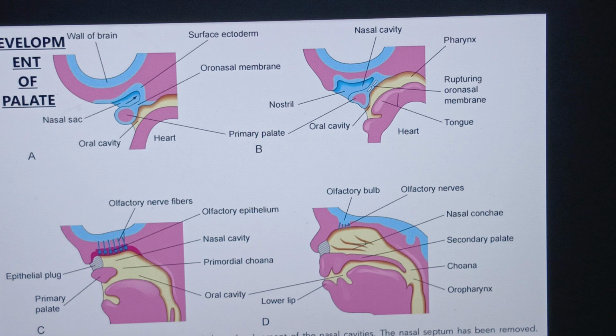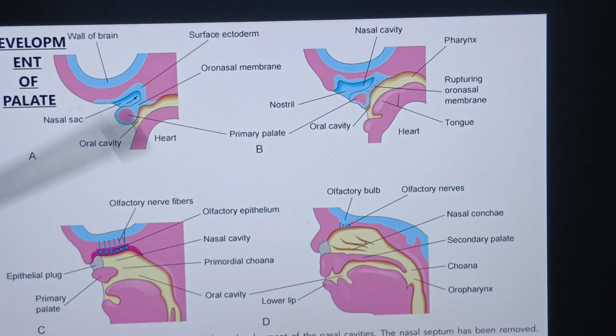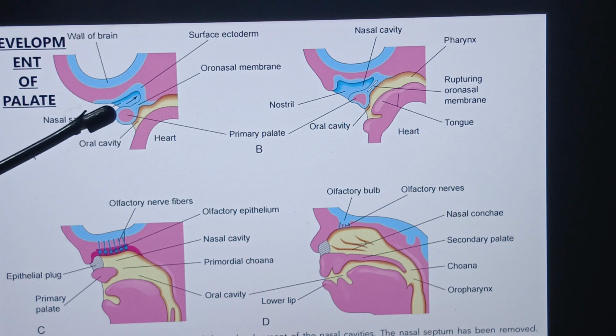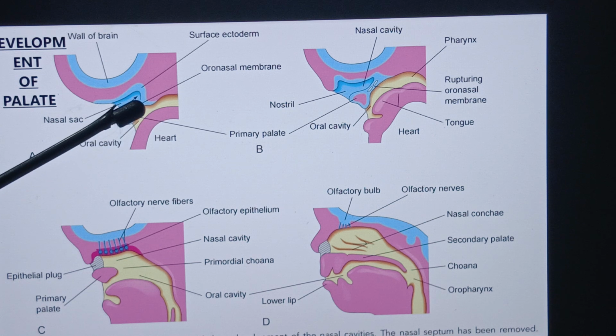Okay, now if we see a sagittal cut section, this is the nasal sac, this is the wall of the brain, this is the oral cavity. So the intervening structure is definitely the primary palate, that triangular palate formed by the intermaxillary segment. Now you can see the depth of this nasal sac. In between there lies an oronasal membrane separating the two cavities.